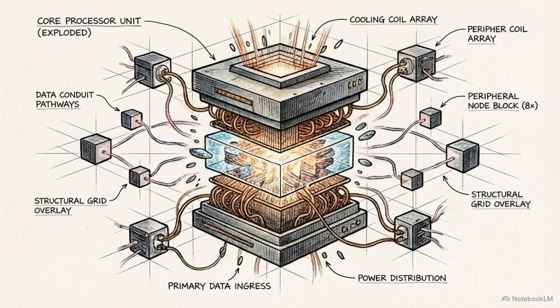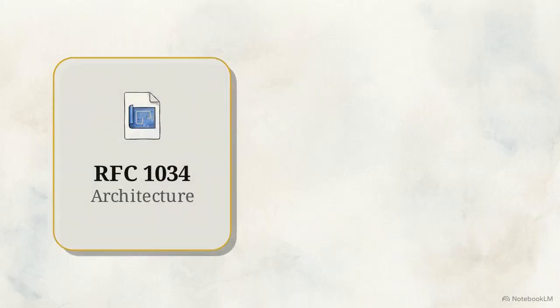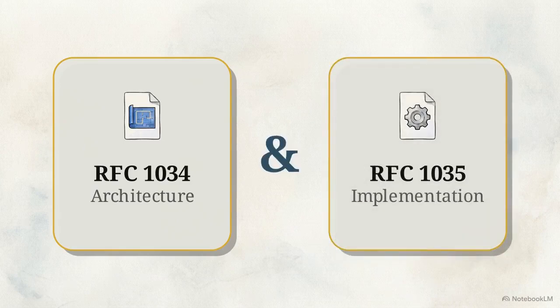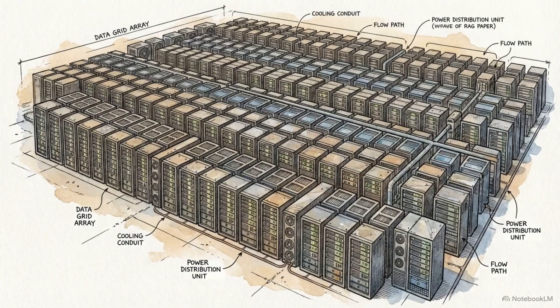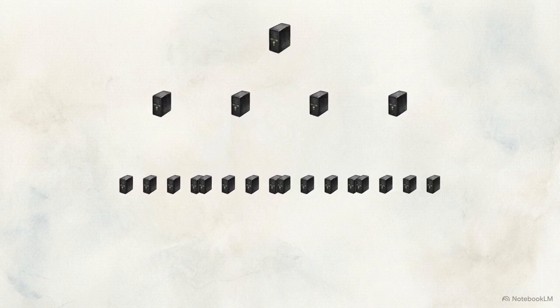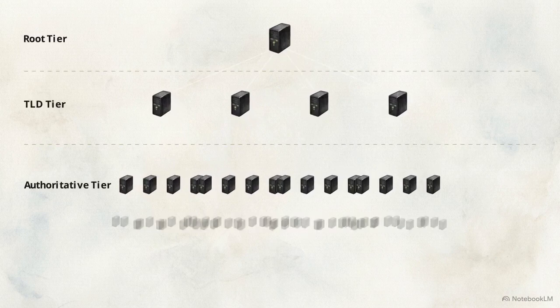In 1987, Paul Mockapetris formalized a solution through two primary request for comments documents. He codified RFC 1034 for high-level architecture and RFC 1035 for technical implementation. RFC 1034 established a system where no single entity would be required to maintain a consistent copy of the entire database. This transition to a decentralized hierarchical tree structure was driven by the technical necessity to scale the network beyond its original centralized constraints.